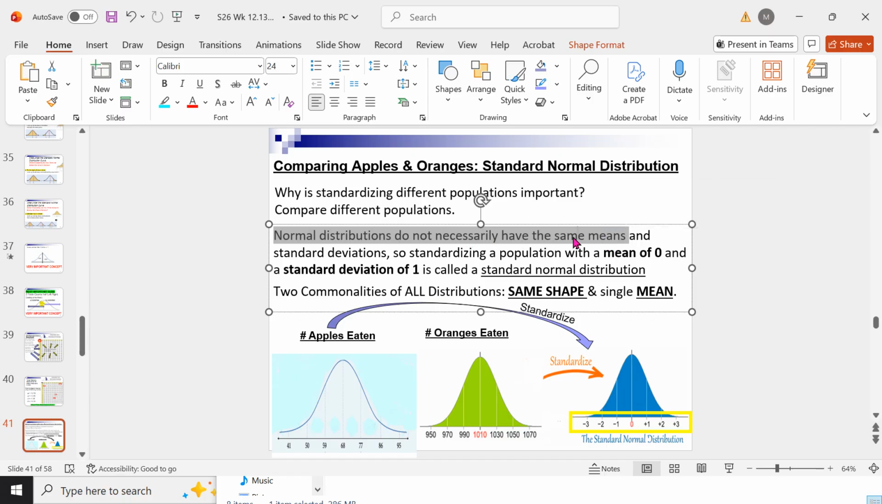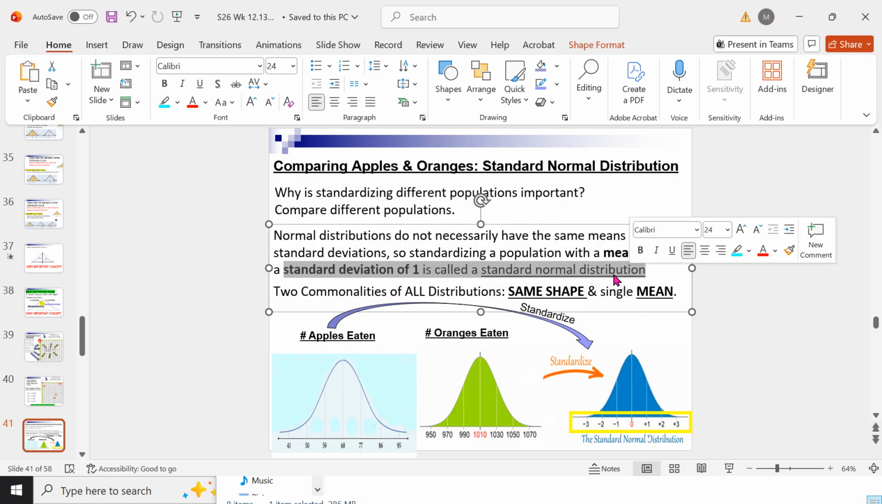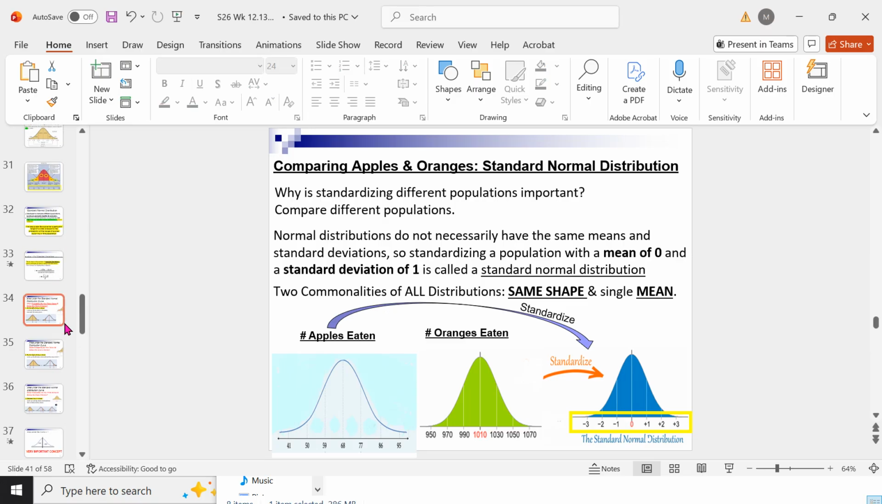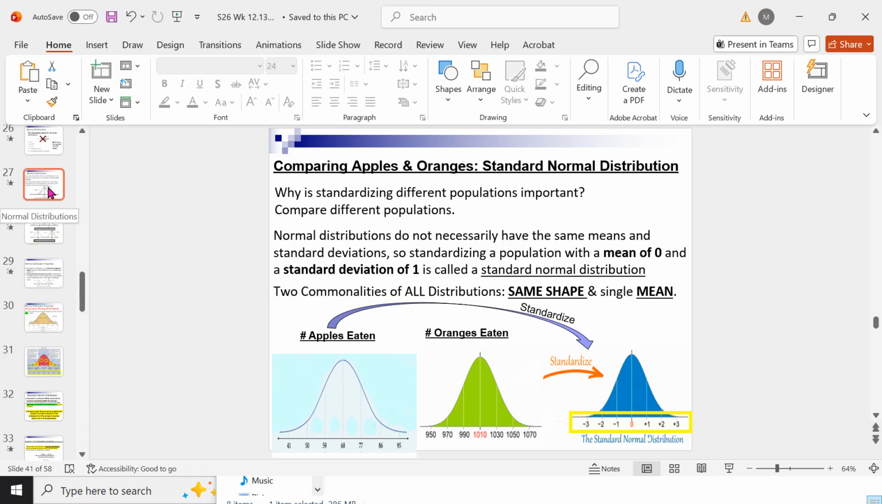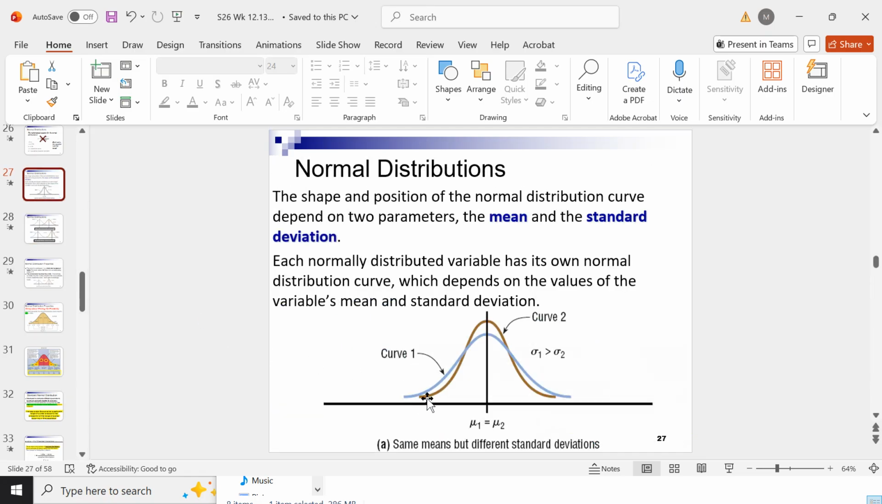So different populations will have different means as well as different standard deviations. Standardizing a population to a mean of 0 and a standard deviation of 1 is called the standard normal distribution. I'm just looking for one graph in particular. Here I've got these 2 graphs that have 2 different standard deviations, same mean.